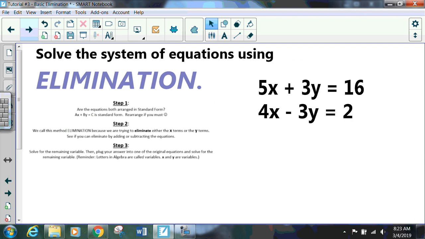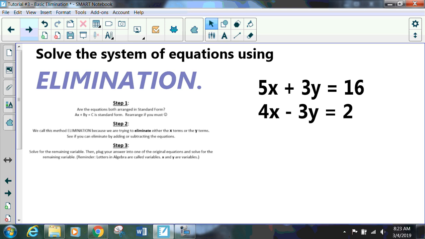I know that on your sheet you've got the steps to using elimination, and here they are. Step 1 is we have to make sure that both equations are arranged in standard form, and they are, right? 5x plus 3y equals 16, 4x minus 3y equals 2. They're both in ax plus by equals c, which is standard form, basically meaning that the x and y's are on one side of the equal sign and the number is on the other side. All right, so step 1 is done.